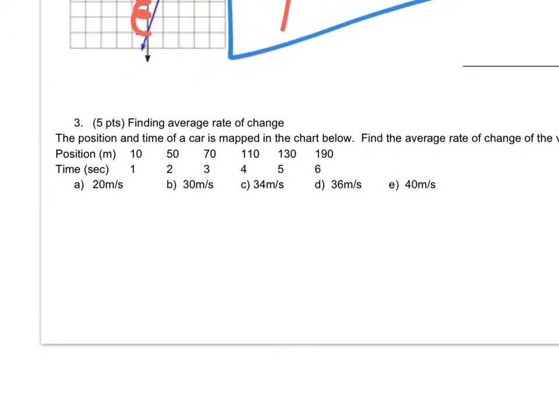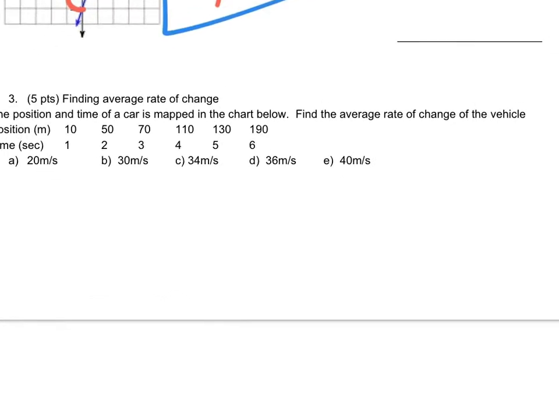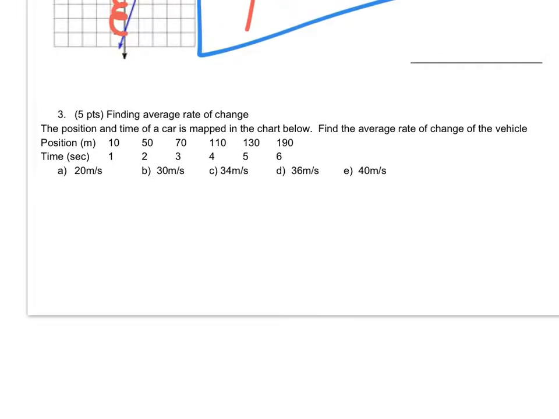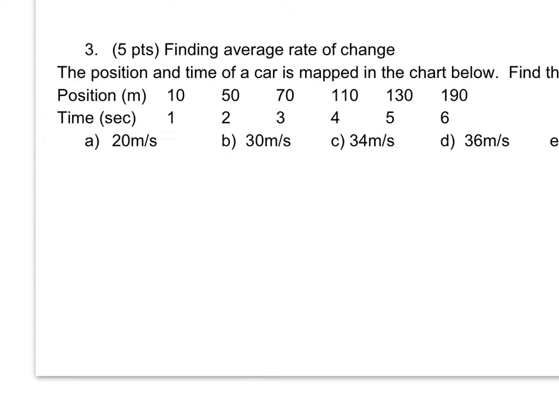Let's take a look at finding the average rate of change. We want the average rate of change. We've talked about that a little bit. And we want to know the position and time of a car is mapped in this chart below. Find the average rate of the vehicle. So what do we know? We know that time is always x, right? And we know that position is always y. And what we're going to be looking at is the beginning, or the initial, and the end, or the final.